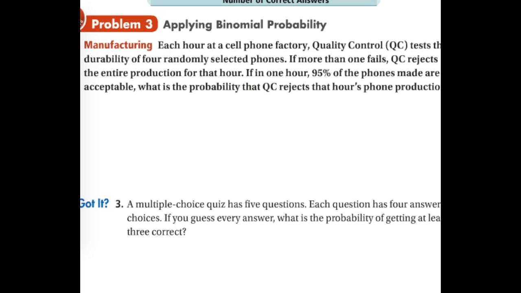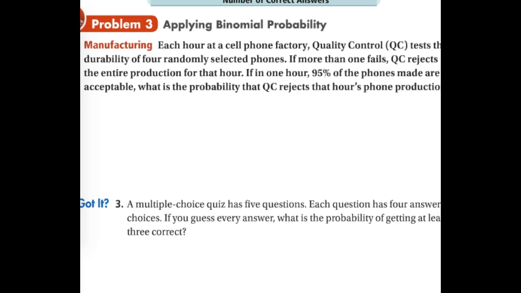And it says, if more than one fails, well, what does more than one mean? 2, 3, or all 4, right? Those are the things that we're looking for. If 2 phones fail, if 3 phones fail, or all 4 phones fail, they're going to say, throw out the whole batch, right? Throw out all the phones made that hour, something's wrong. We're going to start over.